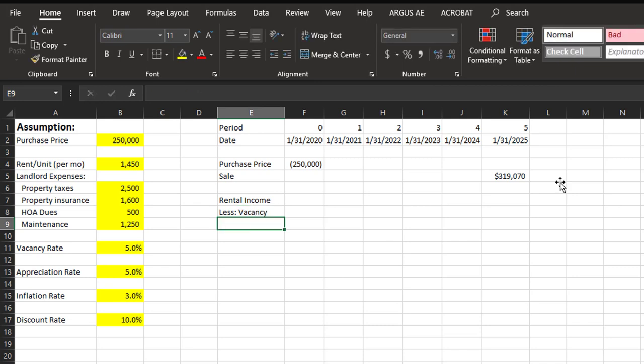Now, vacancy is this important notion in real estate, and particularly in a pro forma, that captures the idea that your property and your units are not going to be forever and always filled with people paying their money on time. So you can have a few different things that affect that.